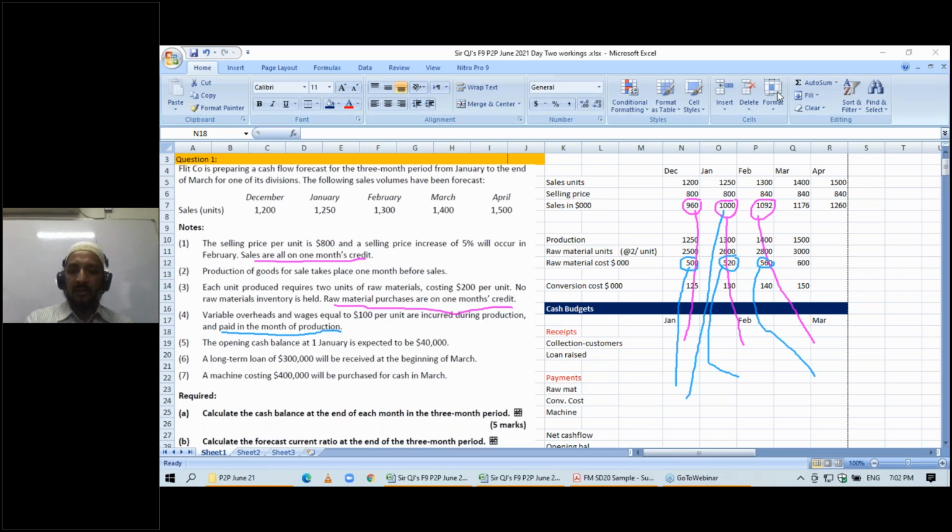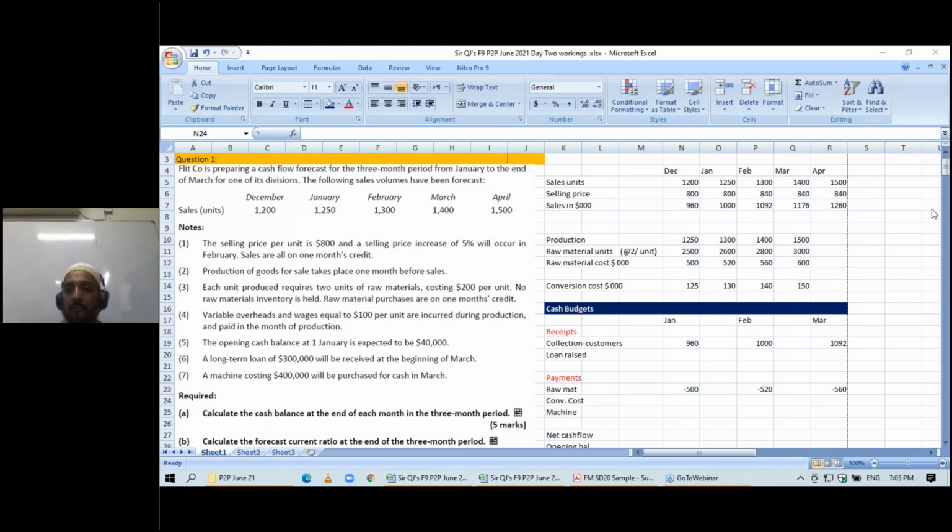So let me put in the collection figures first. So collection in January, 960. In February, 1000. In March, 1092. And then raw material payments will be 500, 520, and 560. Then conversion cost payments. Conversion cost payments will be 130. Conversion cost payments will occur in the same month.